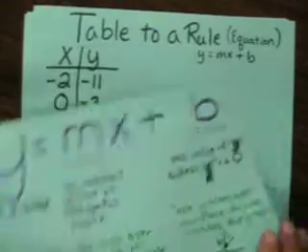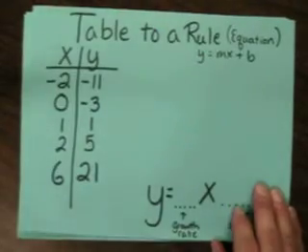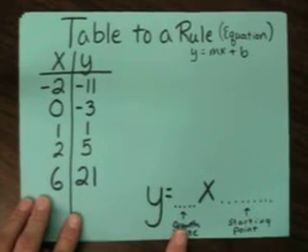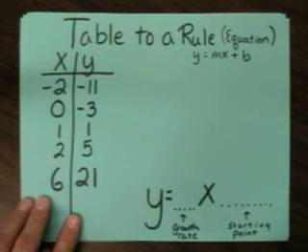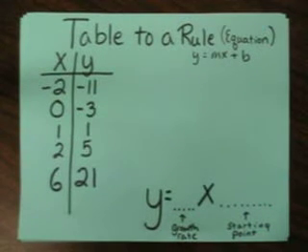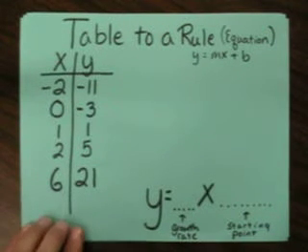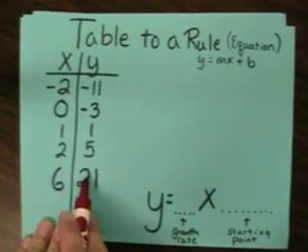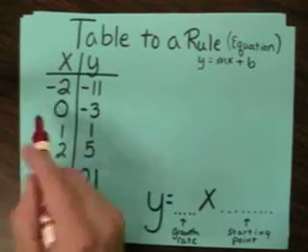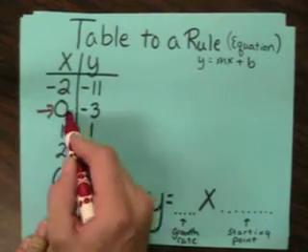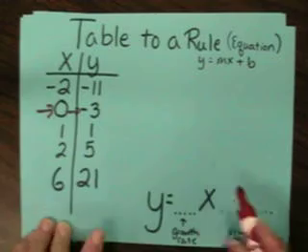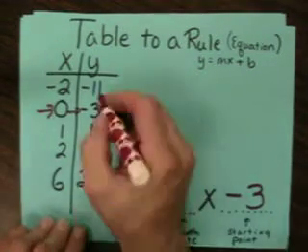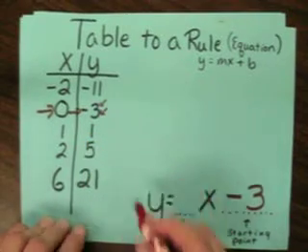Okay, now let's look at going from a table to a rule. We need to be able to find the growth rate and the starting point. So let's go ahead and do that. We said that the starting point would be the y value when x equals 0. So let's see, where does x equal 0? x equals 0 right here. So then I look over at its y value, and its y value is -3. So I'm just going to put that right there. Make sure you've got a good idea of where that came from.